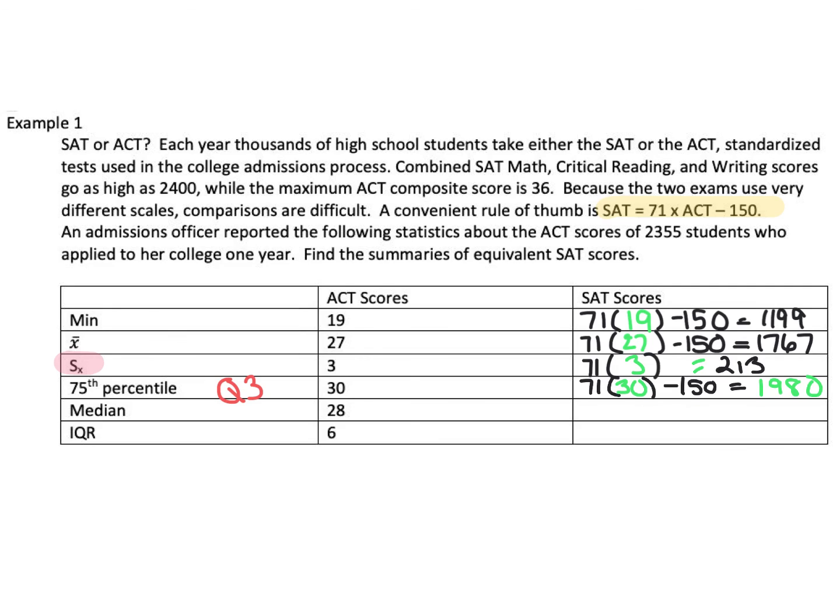Next is median. Median is a measure of center, and measure of center is impacted by both. So I get 1838 for my median, and IQR is also a measure of spread, so we've got to be careful with IQR. So only multiplication impacts my IQR. So I'm just going to do 71 times 6 to get an interquartile range of 426. Okay, so big picture is you've got to be really careful with your measures of spread.